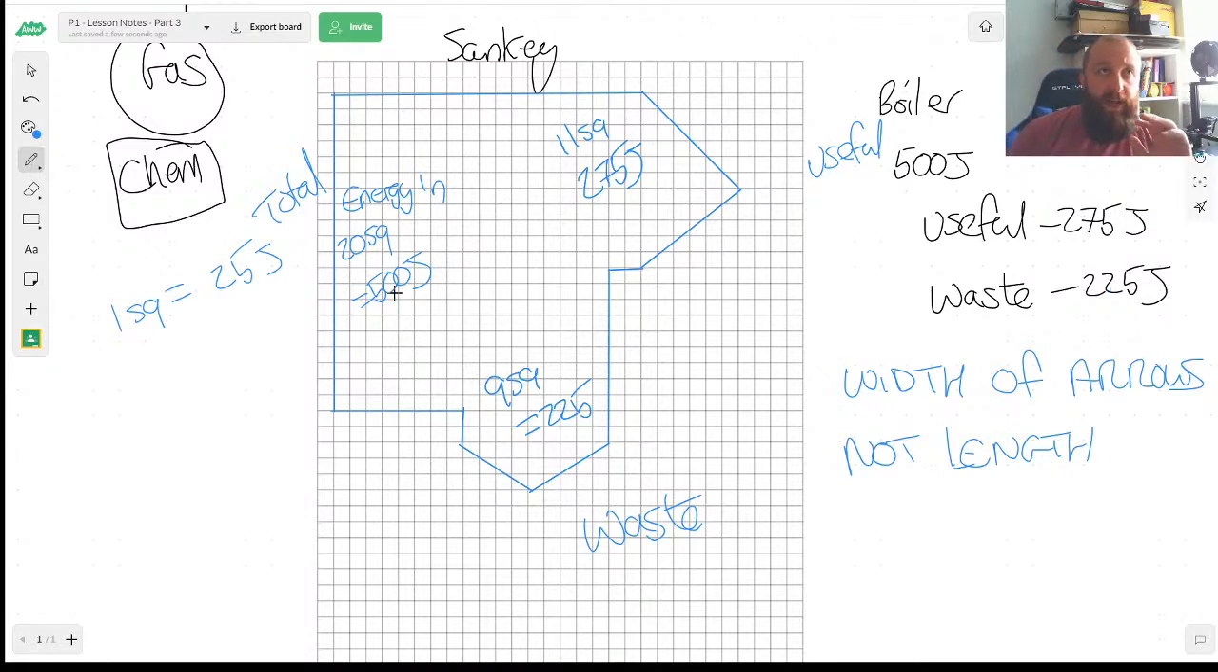I'll go through it again, Tanishka. It's not a problem at all. This is difficult, okay? The purpose of a Sankey diagram is a graphical representation of efficiency. And it's done in the same way as we do a normal graph. So what we do is we have to work out a scale. Now, my scale in this case was that 1 square was 25 joules of energy. So what I worked out was, if I started off with 500 joules of energy going in, I would need to have 20 squares, because 20 times 25 is 500.